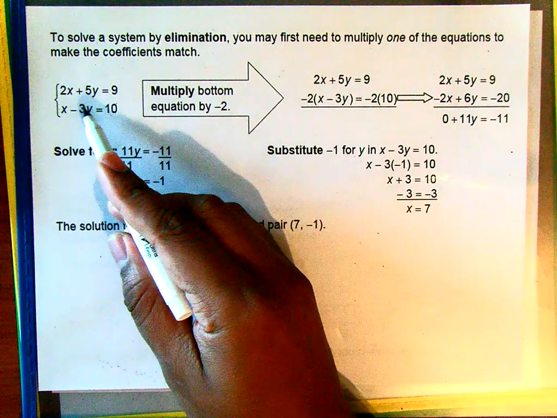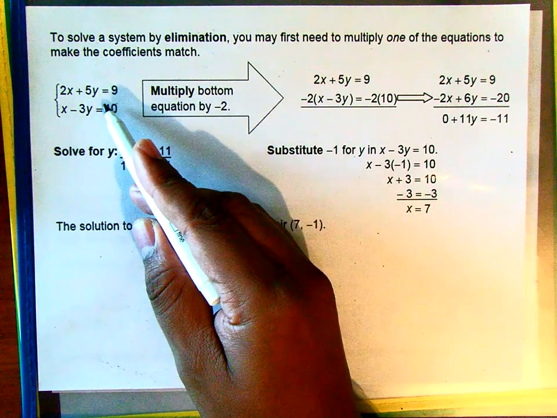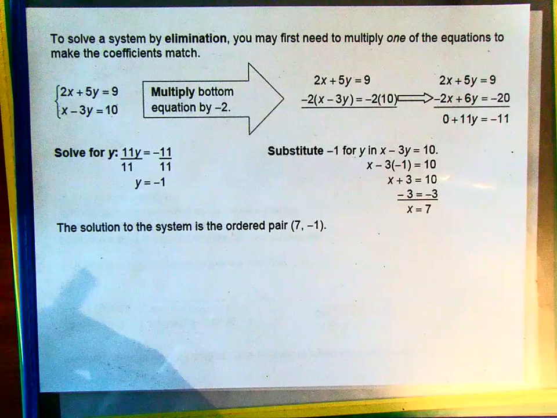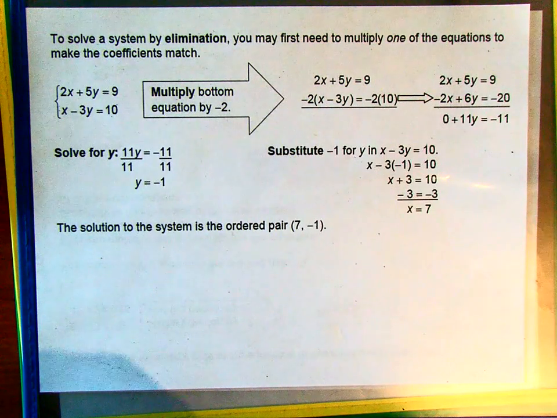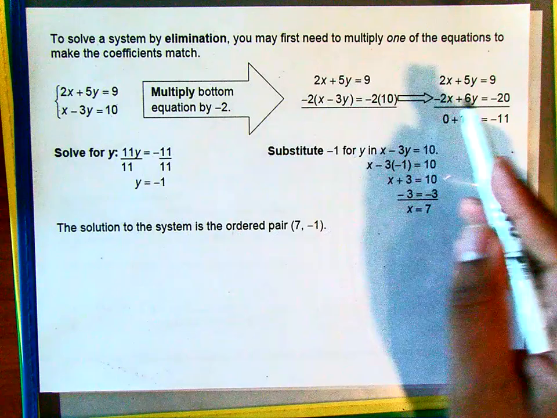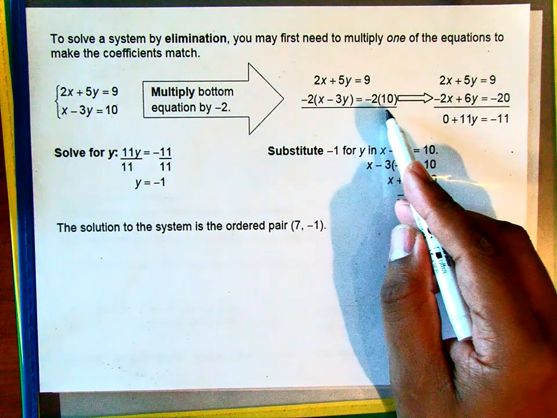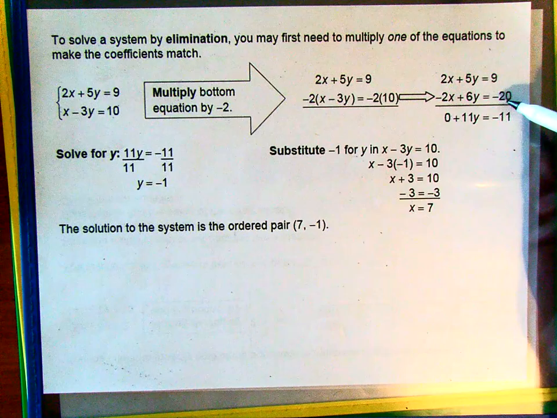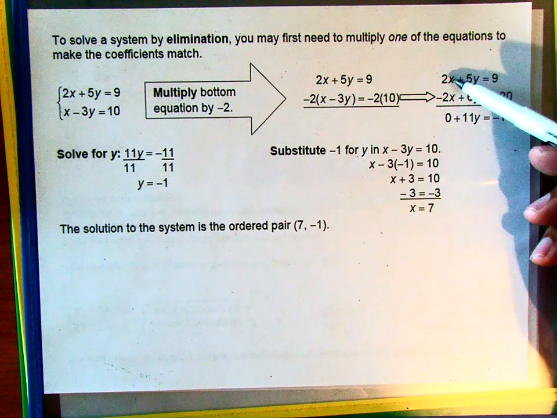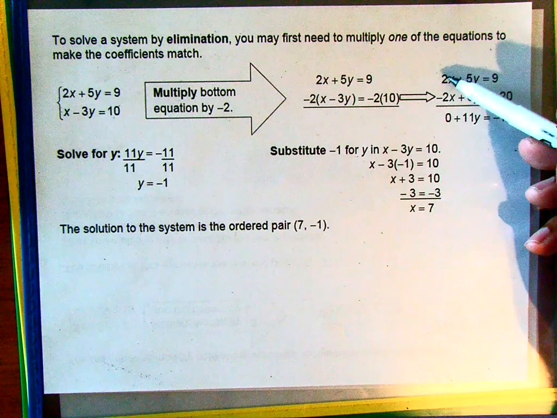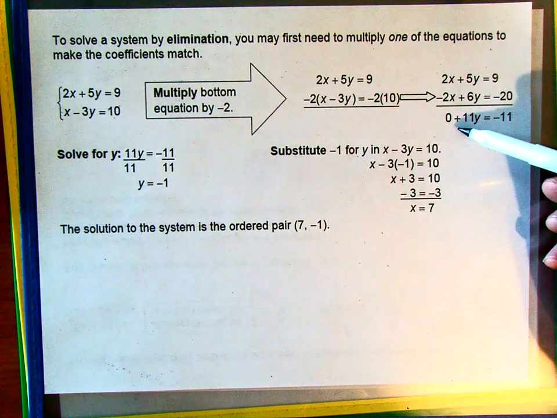So here it gives you an example where you have 2x plus 5y is equal to 9, and x minus 3y is equal to 10. So what we want to do is multiply by -2 here. That way, once we multiply by -2, we end up with -2x plus 6y is equal to -20. And now we have that same coefficient in front of the variable with opposite signs so that we can get 0.